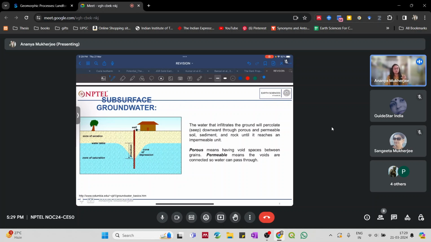Okay, so the groundwater table is the level at which the zone of aeration and the zone of saturation are separated. So the groundwater table is the level of groundwater that we have. Okay, it's a measure of that. So for the zone of saturation to hold water, the material present below the water table has to be porous as well as permeable.